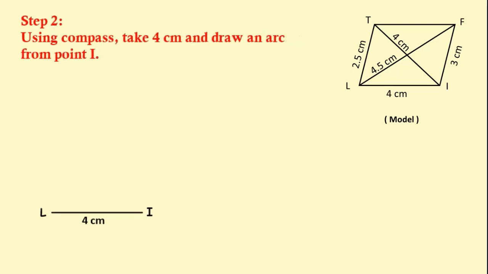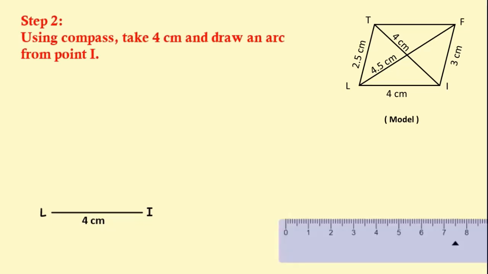After completing step 1, we see the rough sketch, and in that rough sketch, we can see clearly that the side LT and the diagonal TI meet each other at the point T. So we need to identify the point T, which we get by intersecting two arcs, one of radius 2.5 cm and another of radius 4 cm, because the length of side LT is 2.5 cm and the length of diagonal TI is 4 cm.